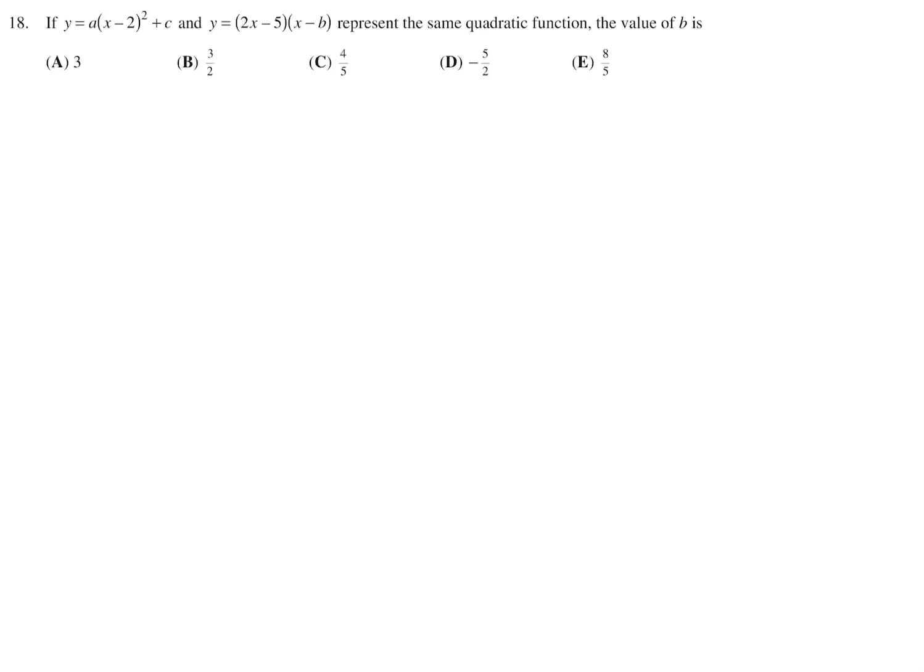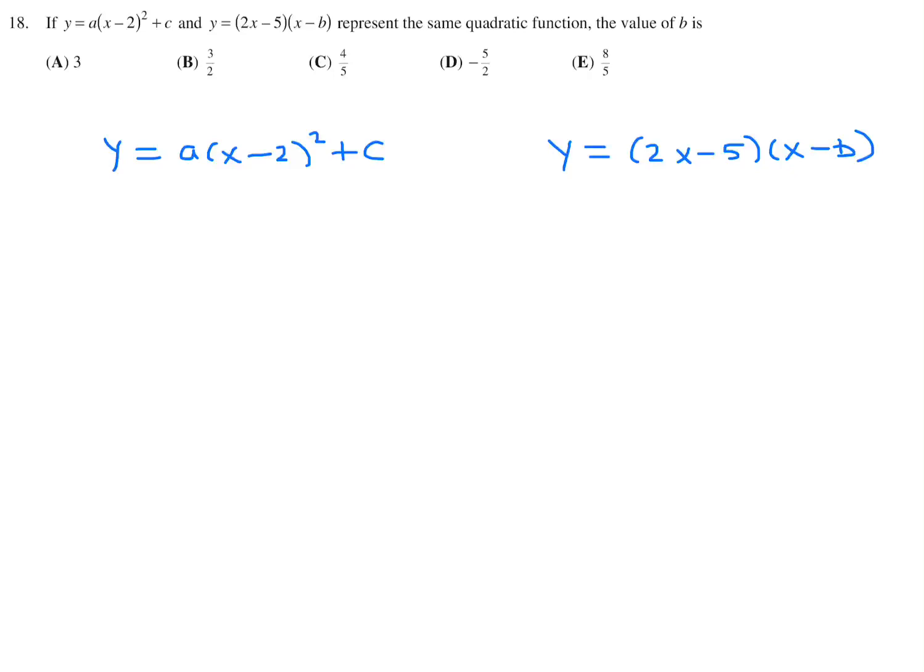If y is equal to a times (x minus 2) squared plus c and y is equal to (2x minus 5) times (x minus b) represent the same quadratic function, the value of b is. So both of these are the same. y is equal to a times (x minus 2) squared plus c, and y is equal to (2x minus 5) times (x minus b).